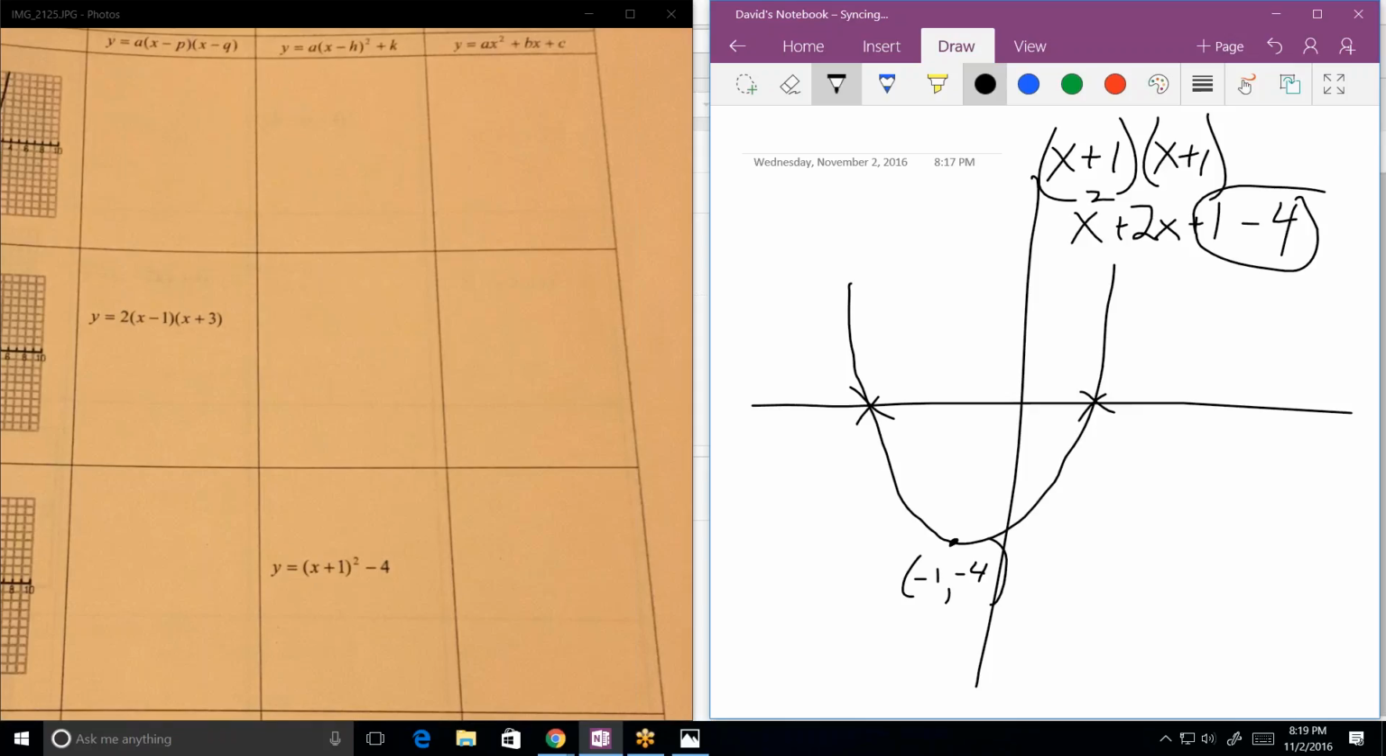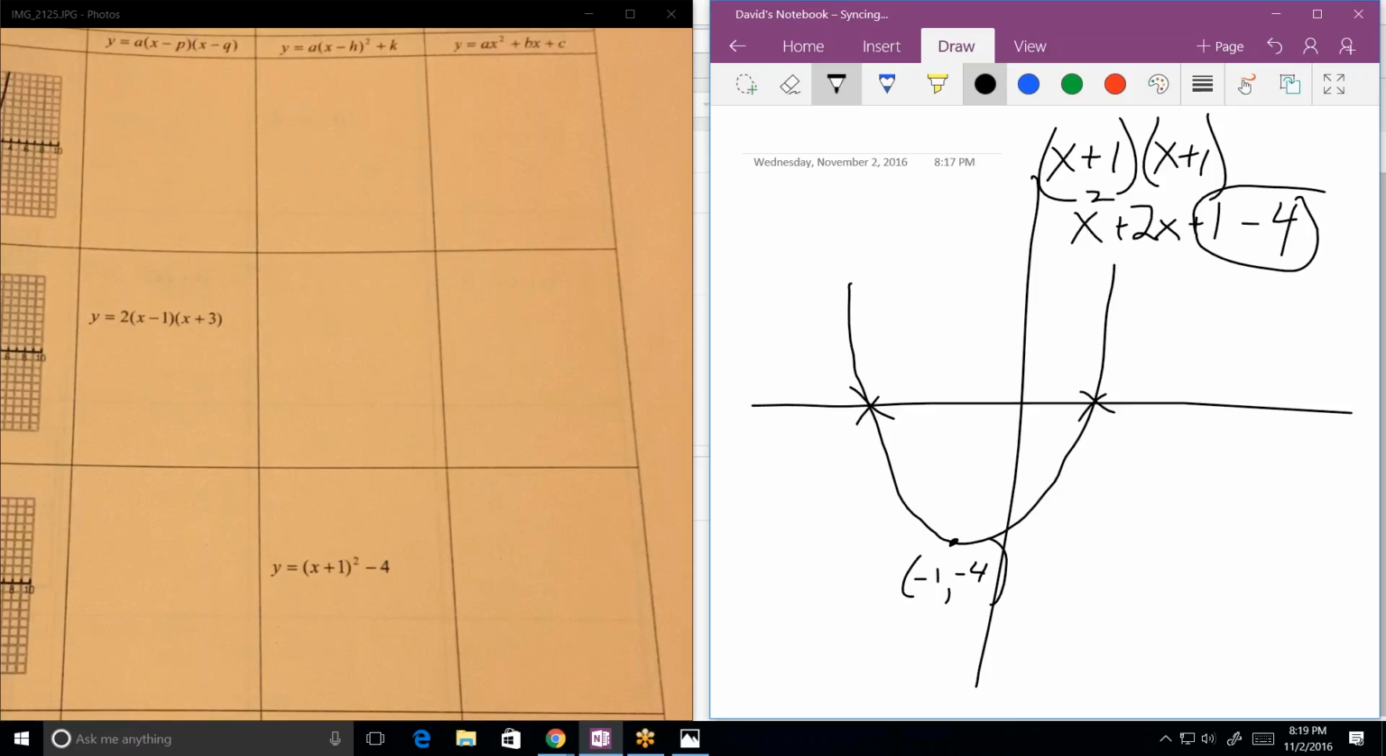Stop for a minute. Answer my original question: what is y when I'm on the x-axis? 0. That's huge. Knowing that is huge. You have to know that. What is x when I'm on the y-axis? 0. They're opposite one another. In other words, x-intercepts means y is 0. Y-intercepts means x is 0.